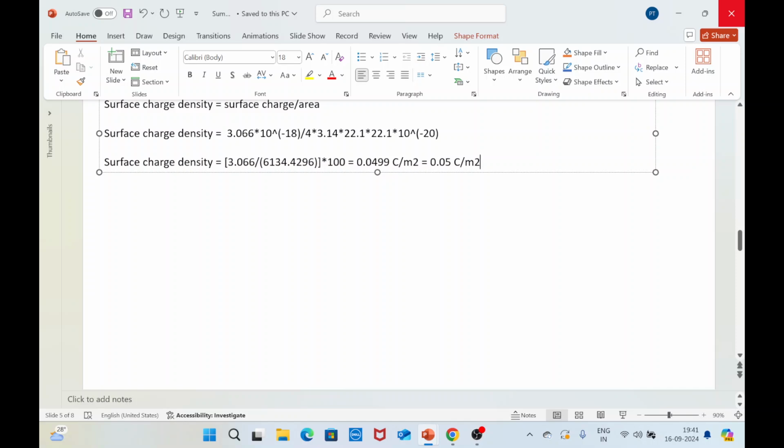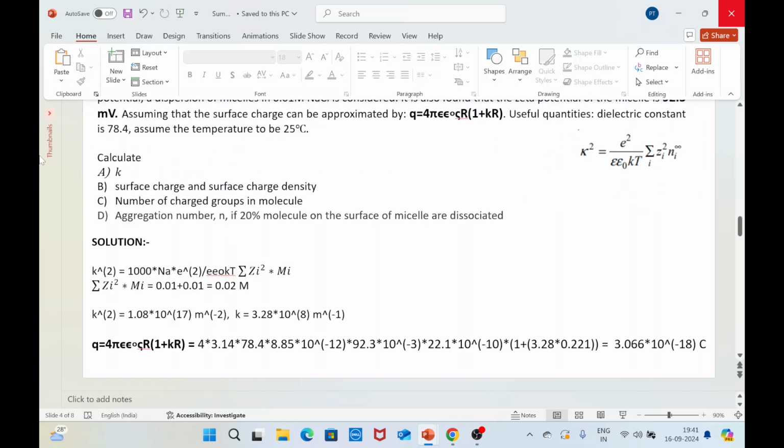So are there any differences with what you have calculated? Okay. So the first three parts are easy. Now the next part is part C, the number of charged groups in that molecule. How will you calculate the number of charged groups? Since this is an assignment question, I hope you would have previously solved it, but for those who still have some confusion, how do you solve for the number of charged groups in the molecule?